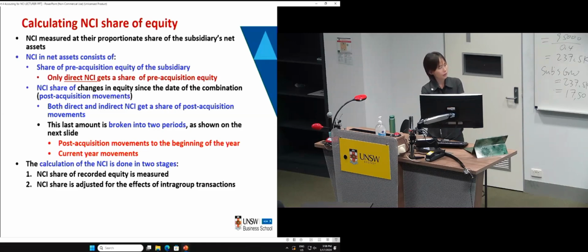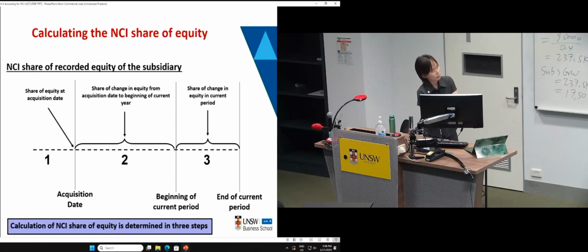Now, what is your first stage? In your first stage, we just allocate the subsidiary's recorded equity proportionally to NCI, including both pre and post. And this stage can be broken down into three steps. It's actually these three steps we previously described. First step, the NCI share of the subsidiary's equity balance on acquisition day. Based on the subsidiary's pre-acquisition equity balance, we allocate that proportionally to NCI. Now, if the full goodwill method is applied, then you also allocate goodwill to the NCI.